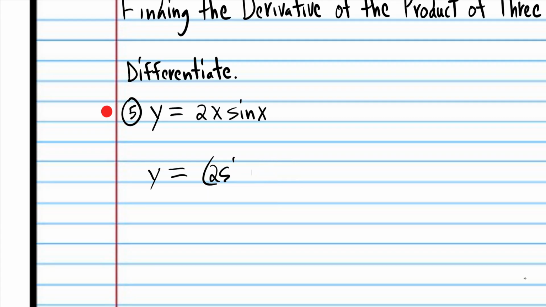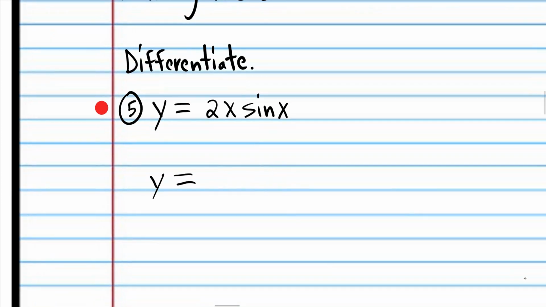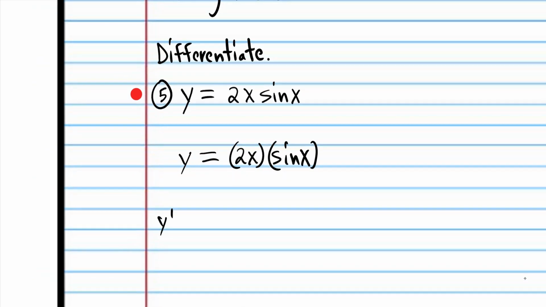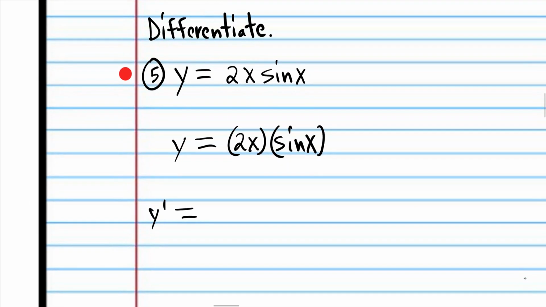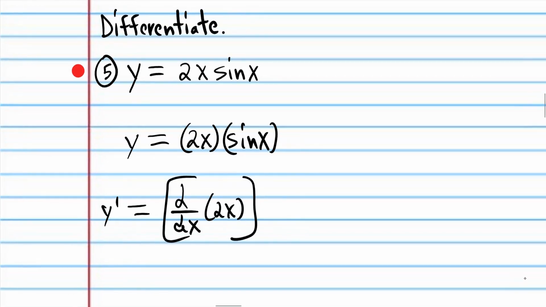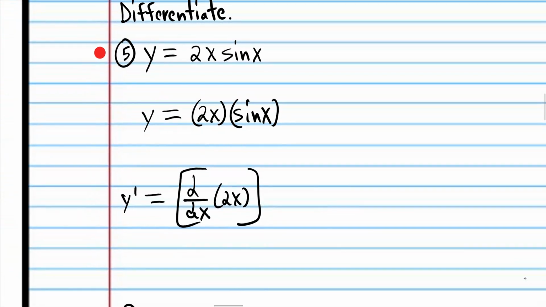So there's a lot of different ways you can do this, but I'm just going to consider 2x to be the first expression in the product, and sine to be the second expression. So now when we use the product rule, we're going to find the derivative of the first expression and multiply it by the second expression. So the derivative of the first expression in the product multiplied by the second expression in the product. Then we're going to add the first expression in the product multiplied by the derivative of the second expression in the product.